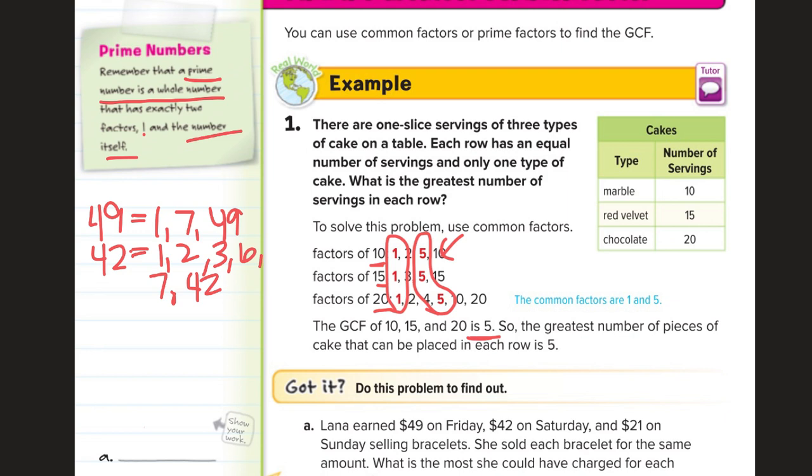And then if we look at 21, our factors, 1, 2, no, 3 times 7, and 21. Now look, our factors, they share 1, and they all share a factor of 7. So what is the greatest amount she could have charged for each bracelet? $7. There we go.